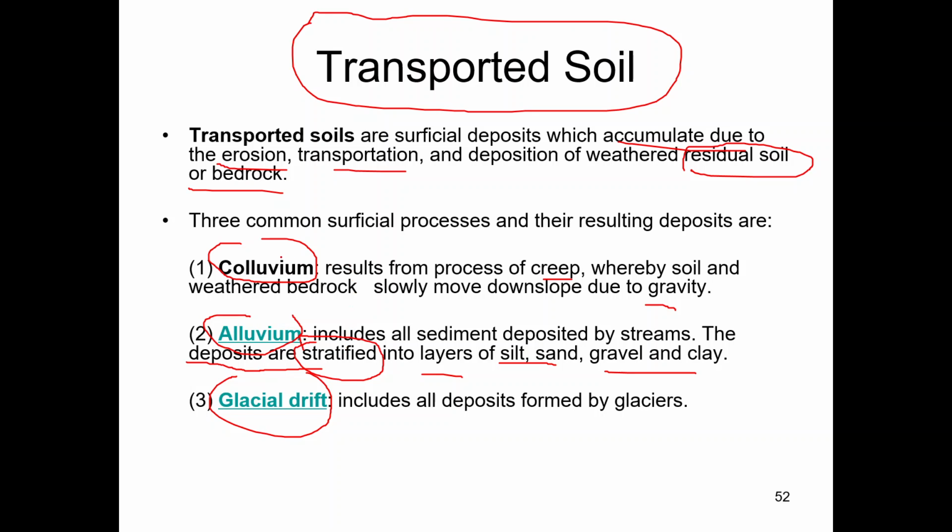So it doesn't happen to colluvium. It's not in layers because this is a creeping process. When it's creeping, the particles mix. Another type is called glacial drift, formed because of glaciers. The characteristic of glacial drift is that it is not stratified. Normally it is mixed like colluvium.